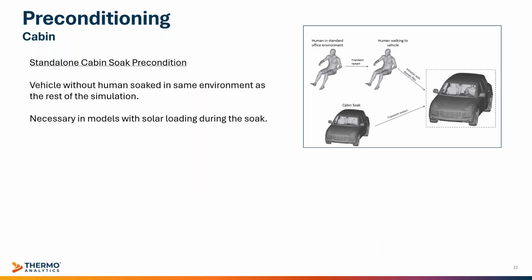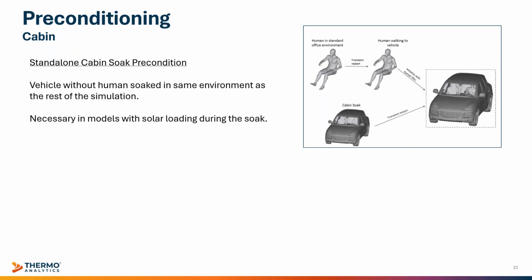To get accurate results for our simulation of interest, we usually need to run some preconditioning model that simulates the environment of the vehicle and separately the environment of the human just before our simulation of interest. In this first option shown on the slide, we have a model that just contains our human. Maybe they're in an office or they're walking outside to get to their car. We would run this simulation of the human only so that we can later utilize those ending temperatures on all of the human parts.